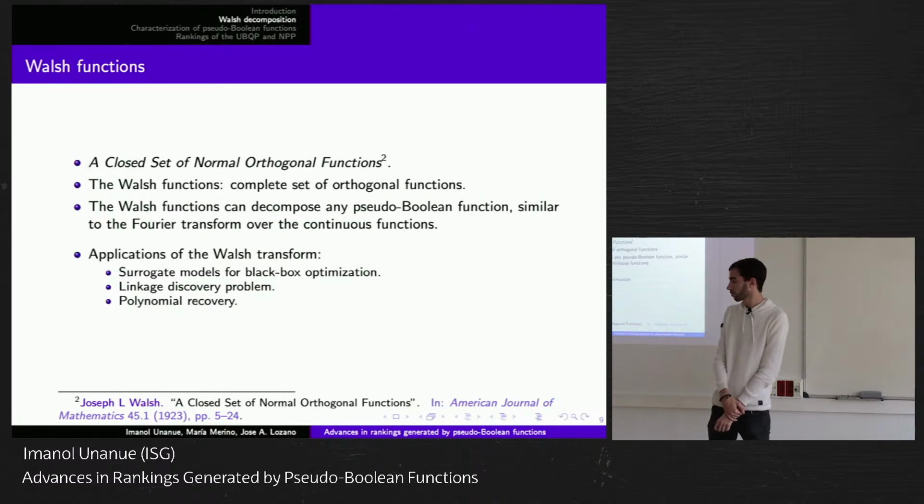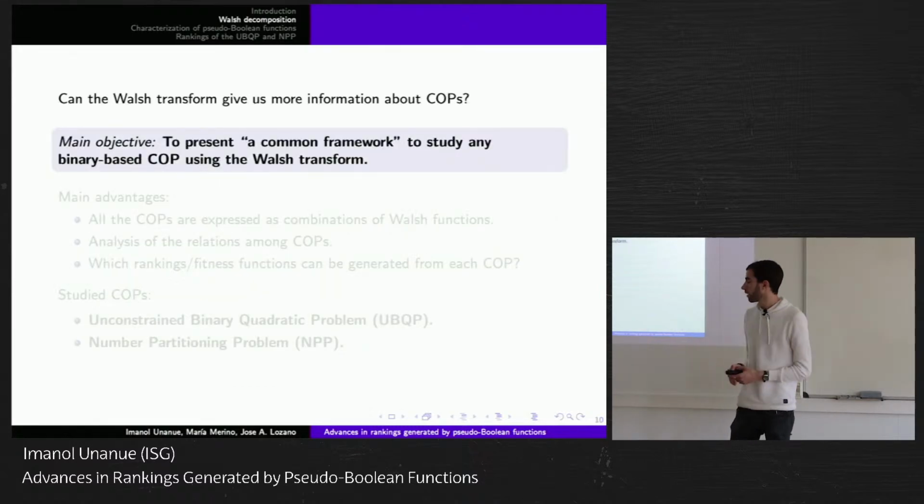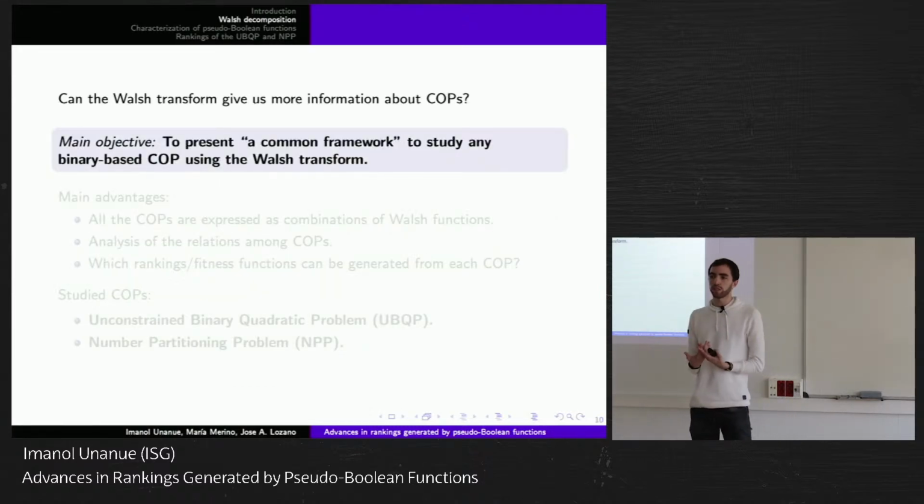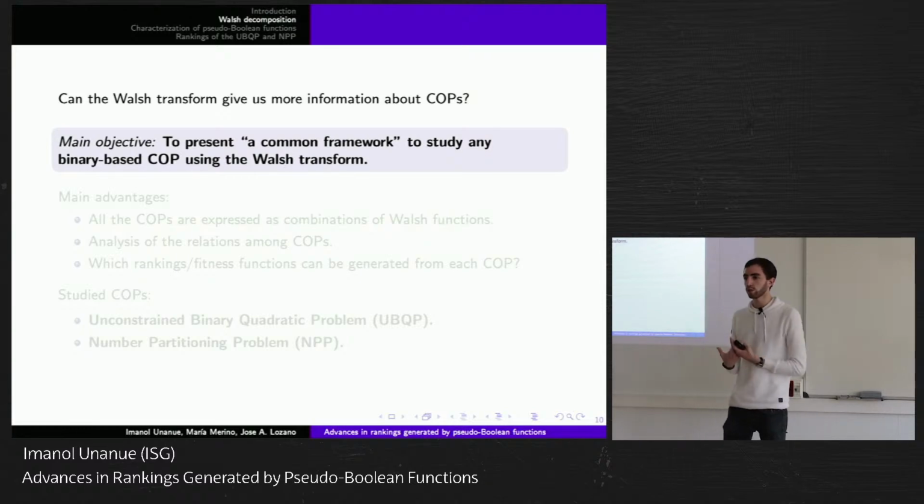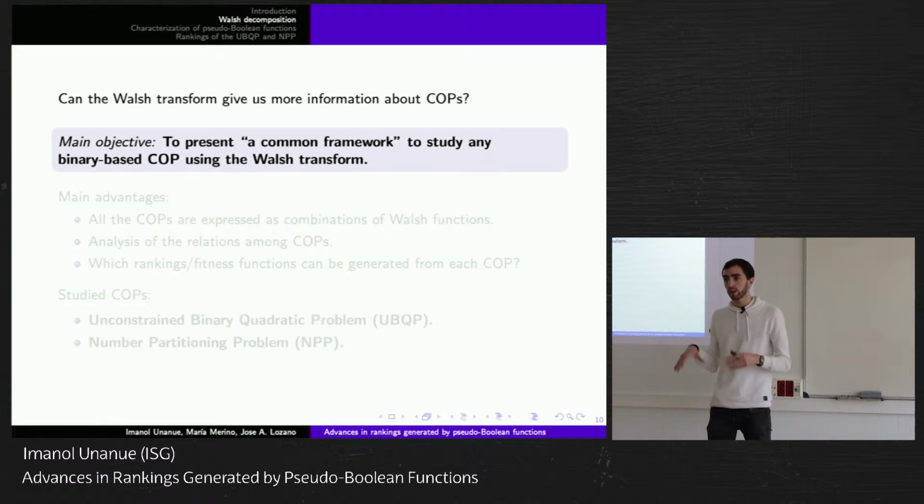The Walsh transform has been applied in the literature, and several examples of those problems are the surrogate model for black box optimization, to study the linkage discovery problem, or to recover polynomials with small degree monomials. Still, we think that the Walsh transform gives us more information about it. So one of our main goals is to take into account the Walsh decomposition and the Walsh transform to try to understand better binary-based combinatorial optimization problems.